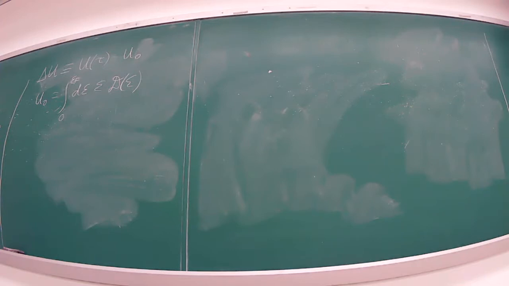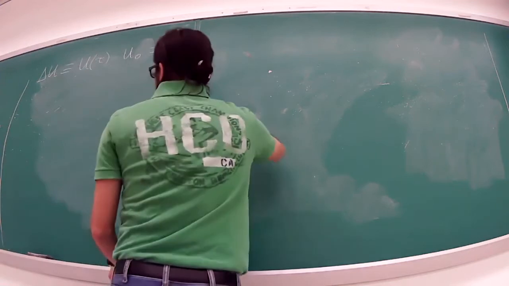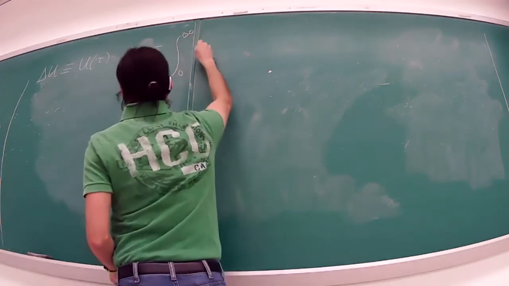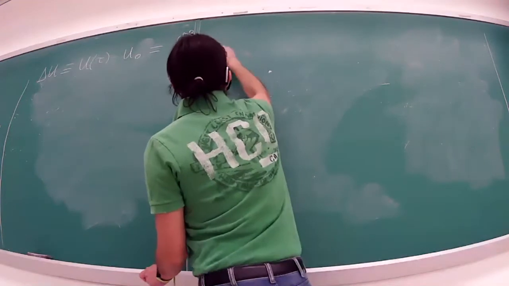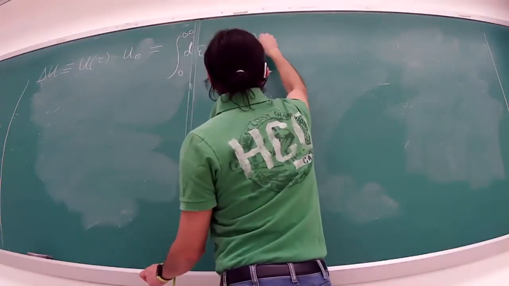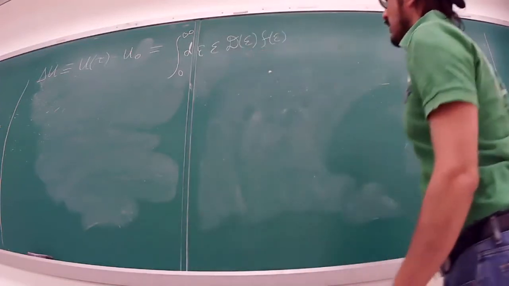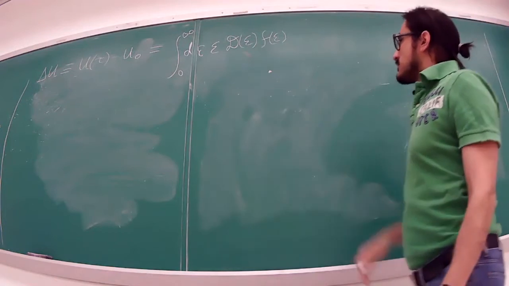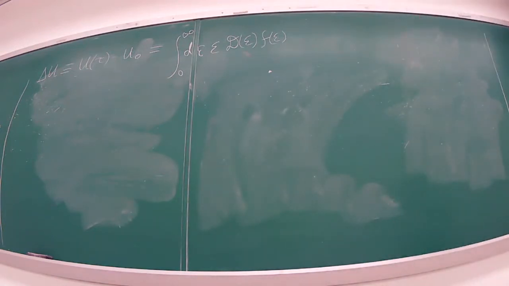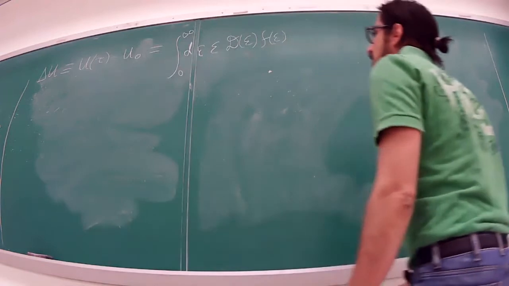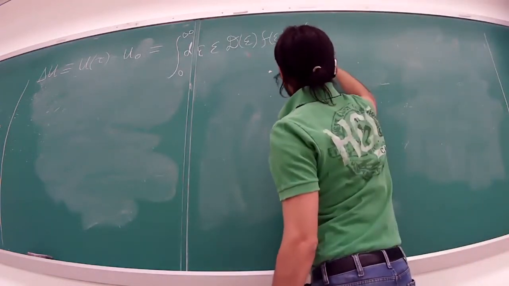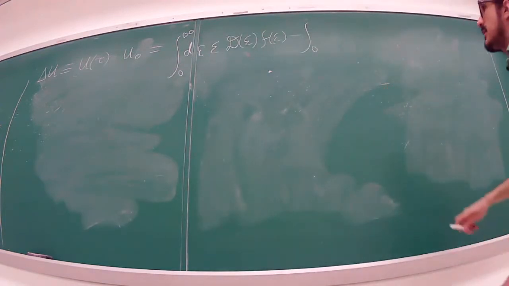So that means that delta U, as I'm going to put it over here, is the integral from zero to infinity of dE, E times the density of states, the whole thing times the Fermi Dirac distribution, but we know that it's also at an arbitrary temperature, and we can subtract the energy.